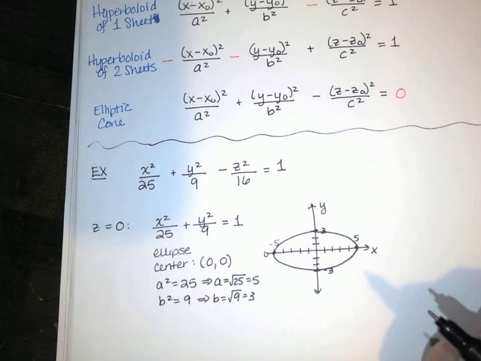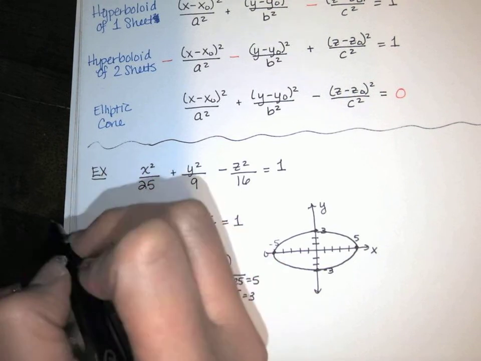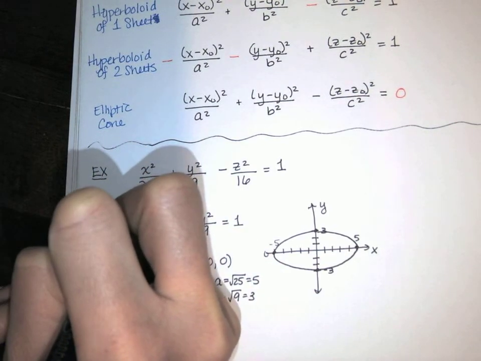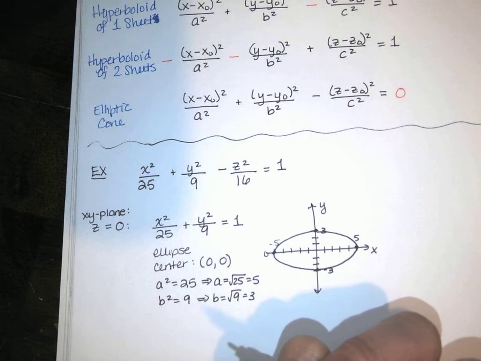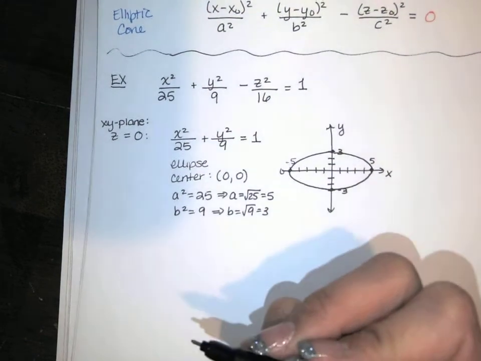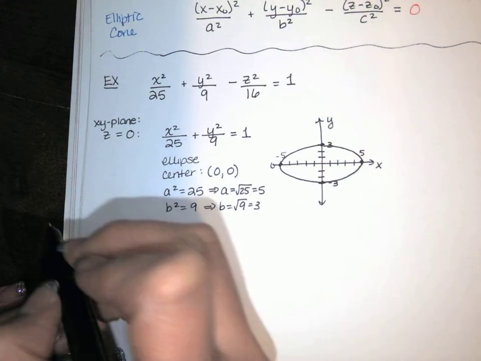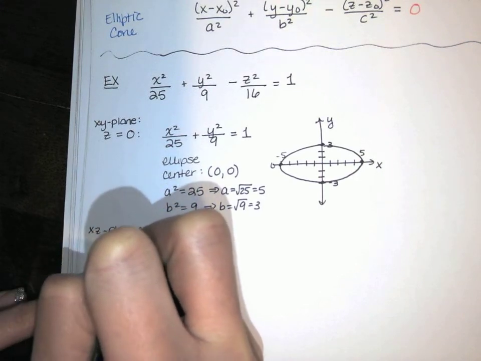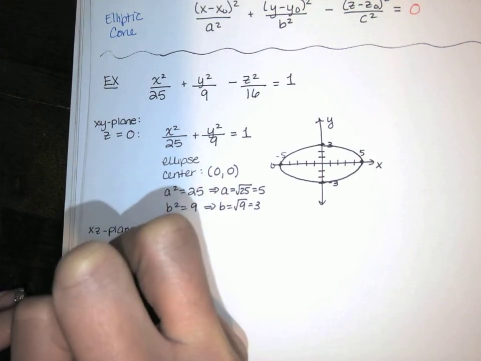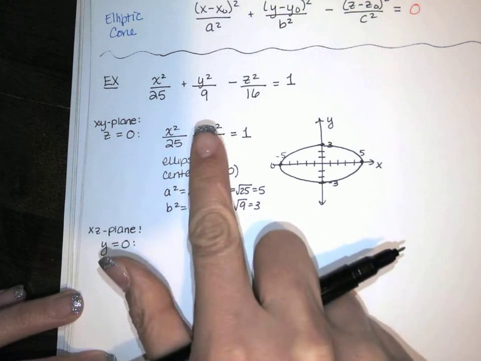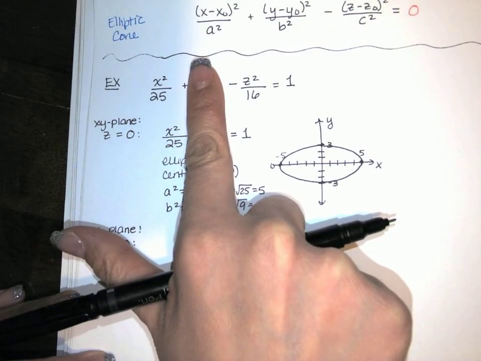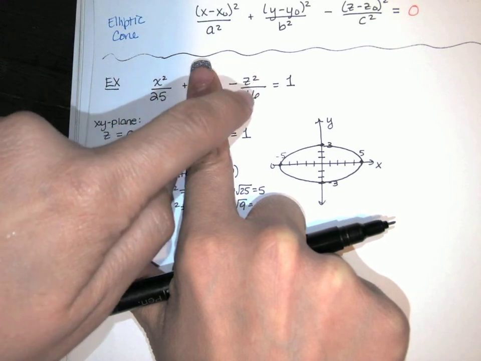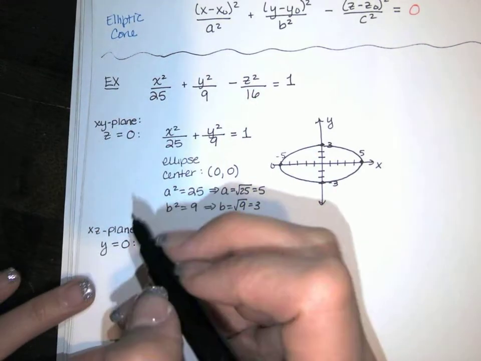All right. So that is the trace in the xy plane. Remember, the xy plane has equation z equals 0. Now, if I want to see the trace in the xz plane, I set y equal to 0 and see what happens. Now, if y is 0, this is gone, and I'm just left with x squared over 25 minus z squared over 16 equals 1.